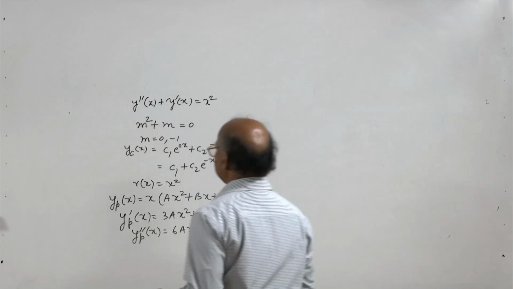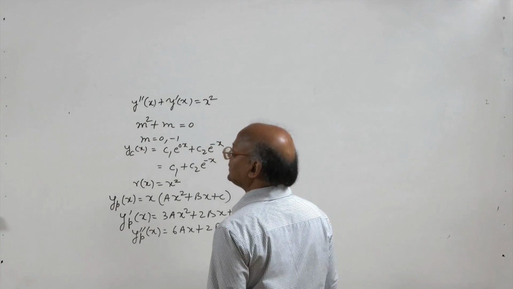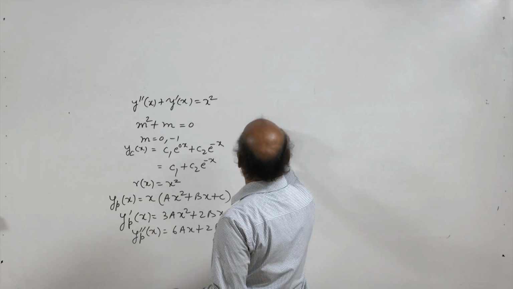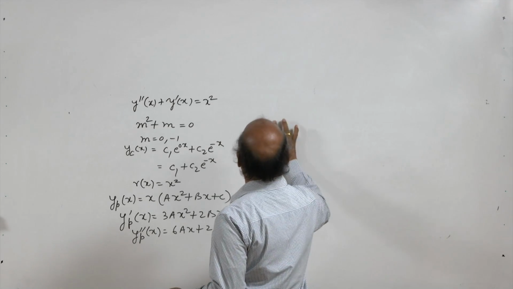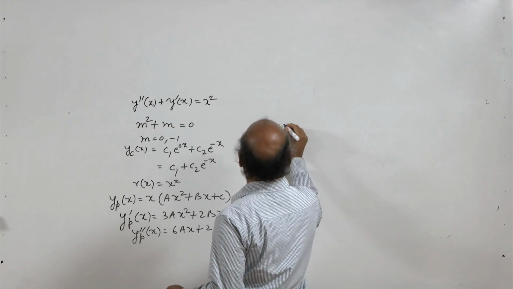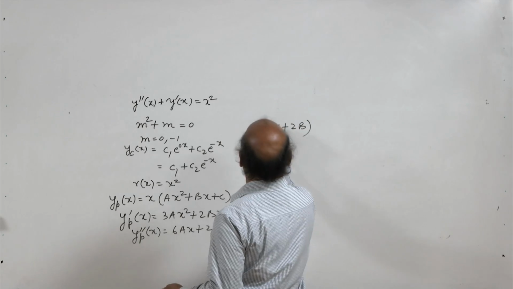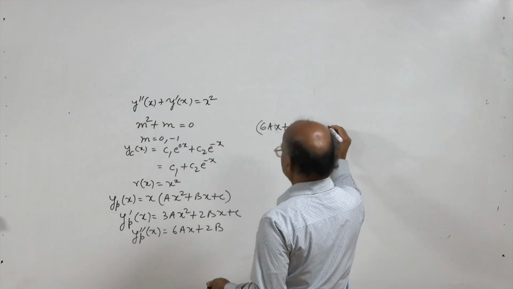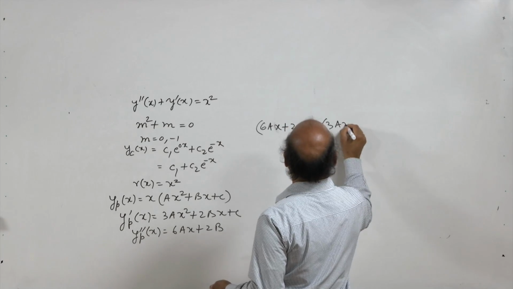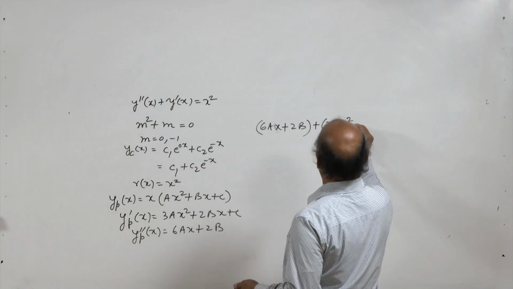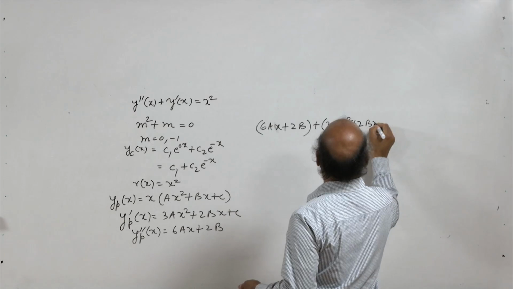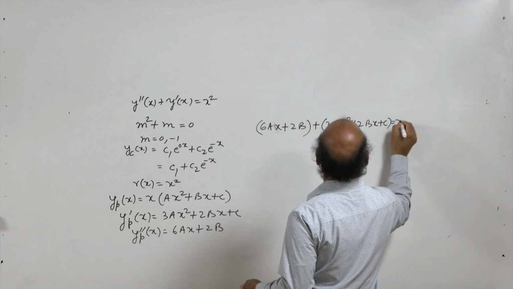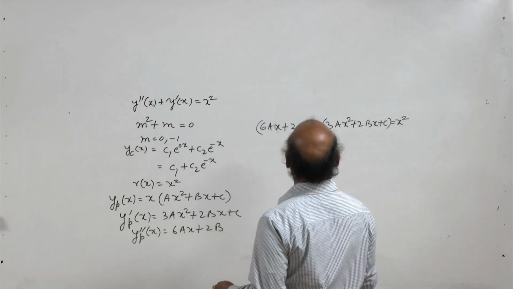So let us put these values of yp(x) and their derivatives in the given differential equation. So 6ax plus 2b, which is yp double dash, plus yp dash, so that means 3ax square plus 2bx plus c, equal to x square.